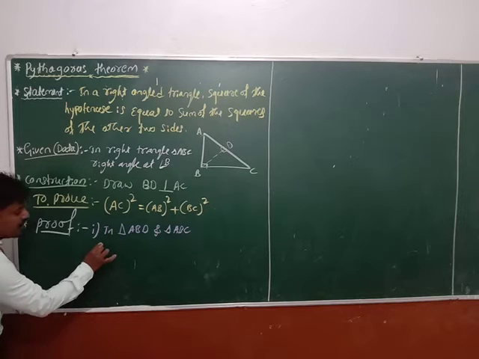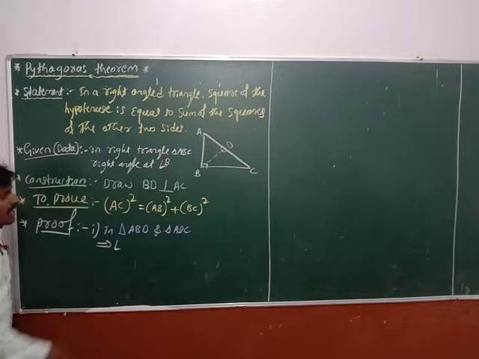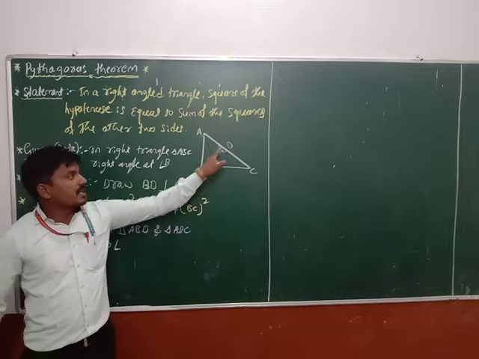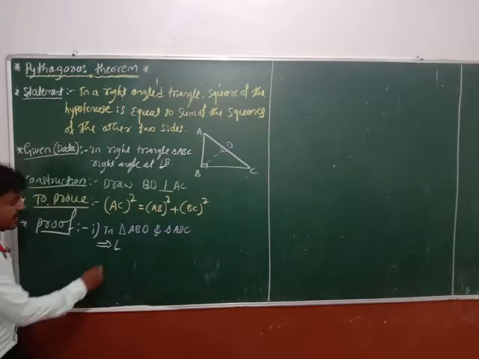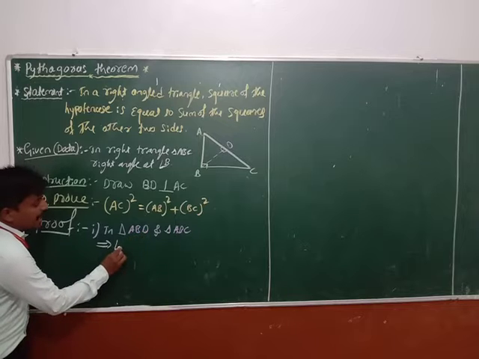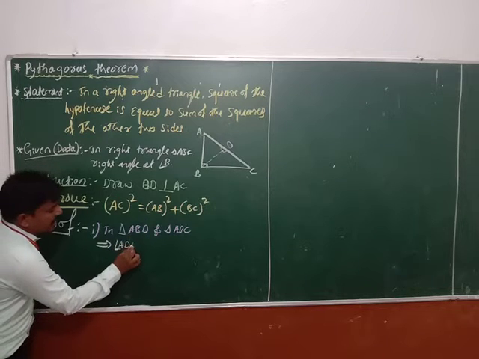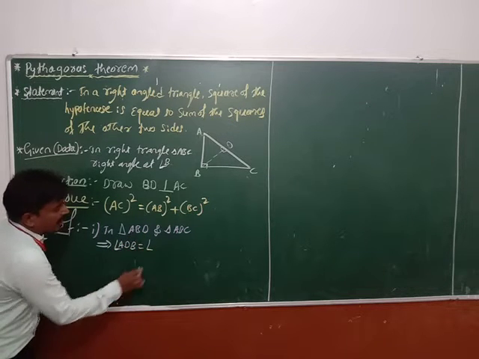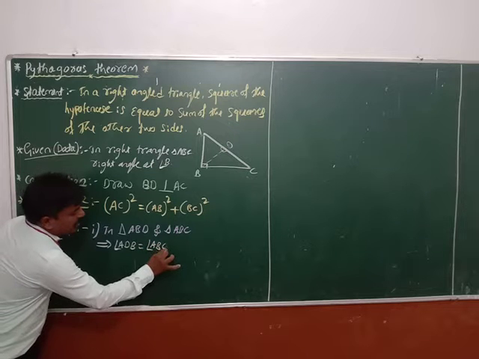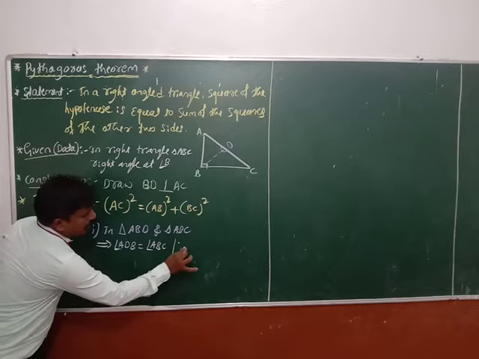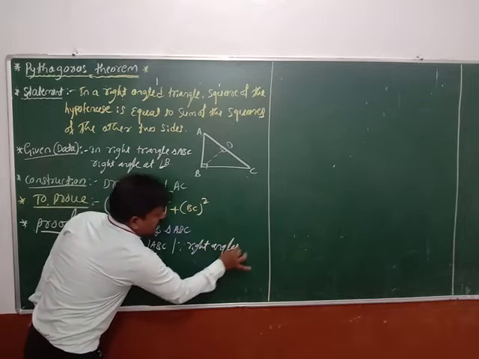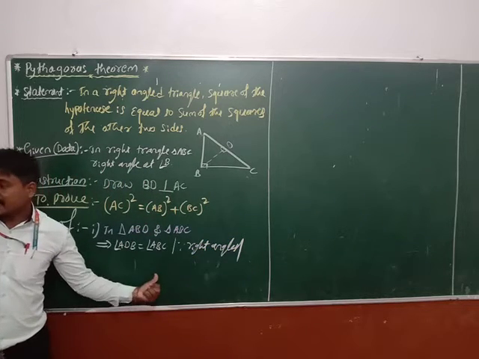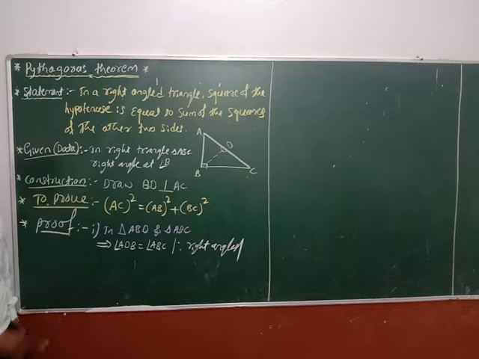First angle is what? In triangle ABD and one more triangle ABC, first the right angle: in triangle ABD, angle ADB is equal to the angle in triangle ABC, because right angles are there. Right angles. Clear? One angle is clear.